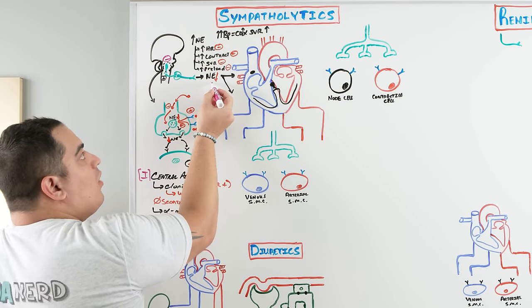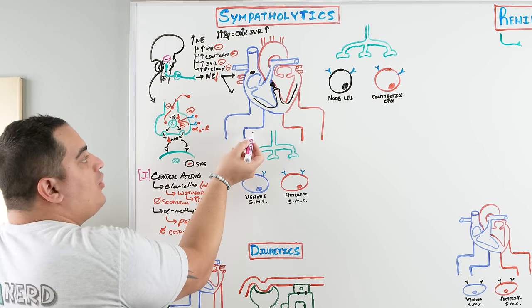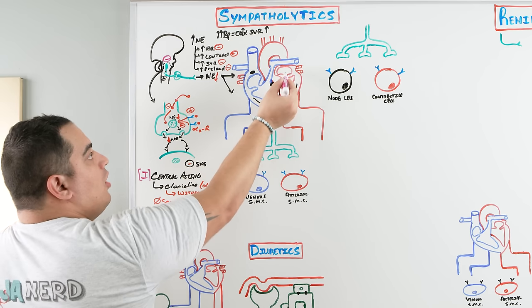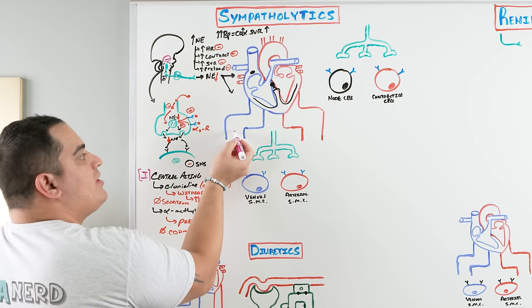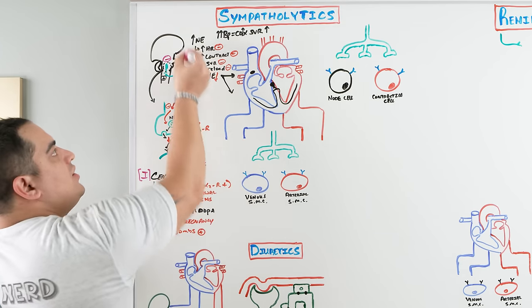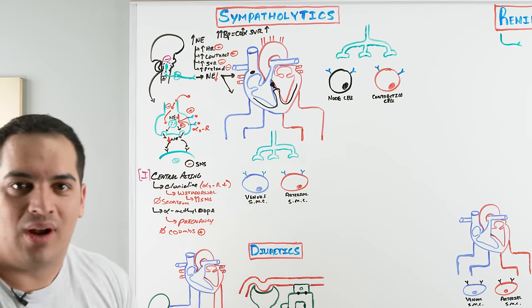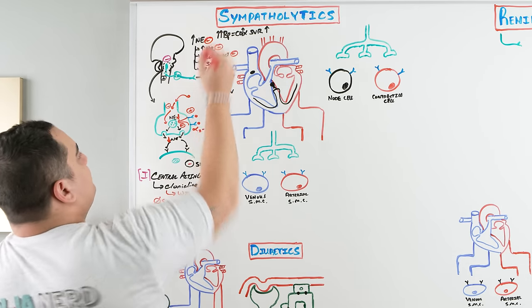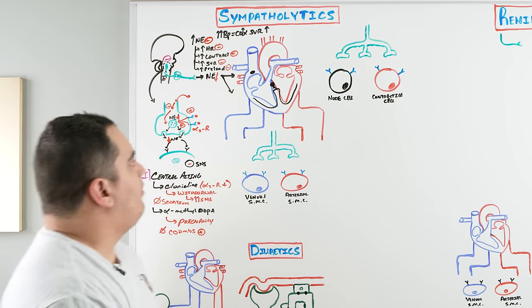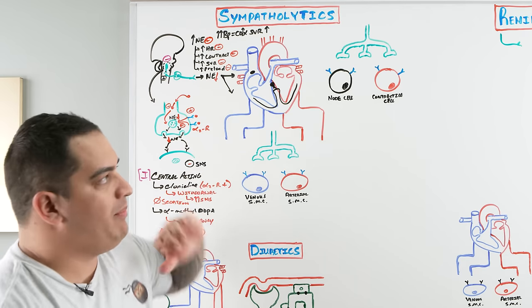So they reduce the norepinephrine being released on the heart and on the blood vessels. So it inhibits heart rate, inhibits contractility, inhibits arterial vasoconstriction, and inhibits venoconstriction. All of these things do the following. That's the whole concept here, because we're inhibiting this massive release of norepinephrine. All right. Beautiful. Let's come to the next part of the drugs for sympatholytics.